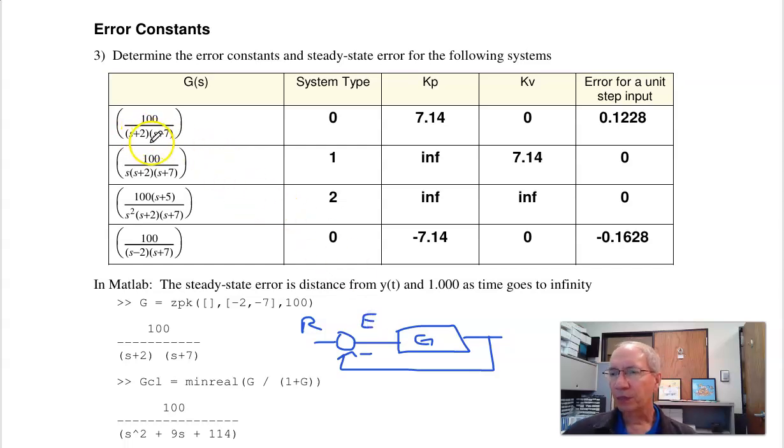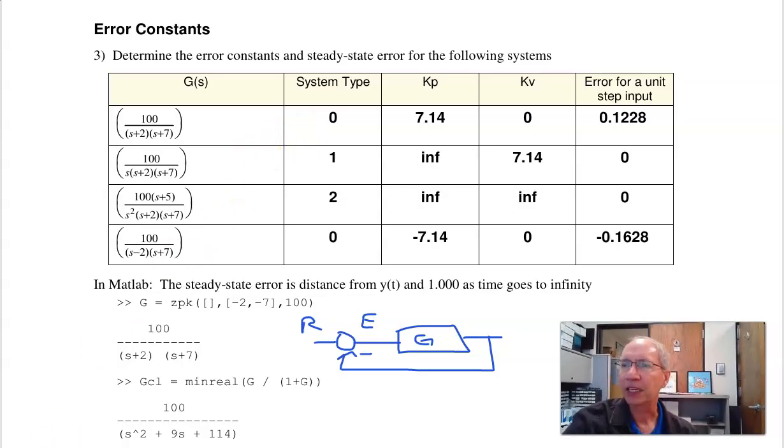For the first one, the system type is how many poles are at S equals 0. To get the system type, you just count. This has 0 poles at S equals 0, 1 pole, 2 poles, 0 poles. The error constant Kp is the DC gain. Plug in S equals 0, I get a DC gain of 7.14, infinity, infinity, minus 7.14.